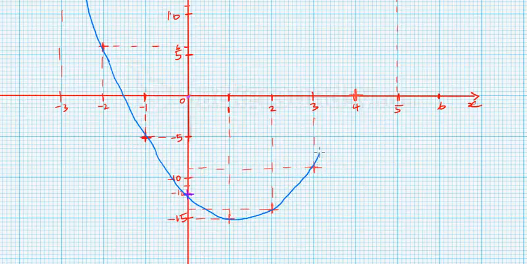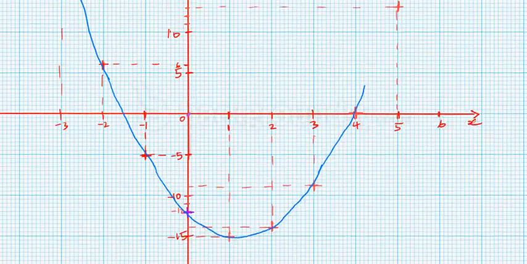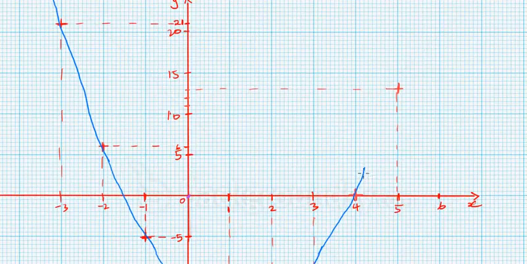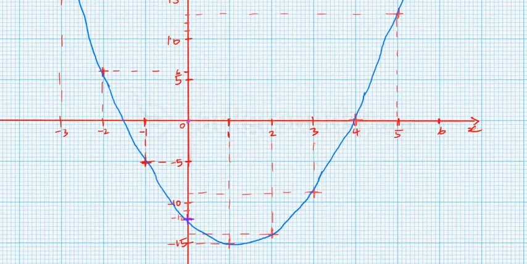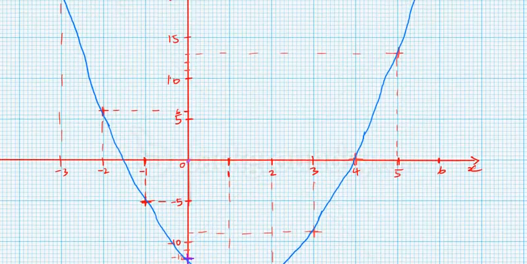Okay, this looks cool. Let's take this off. Yes, we got it here. So this is our curve. Although it's not really perfect, this is our curve.